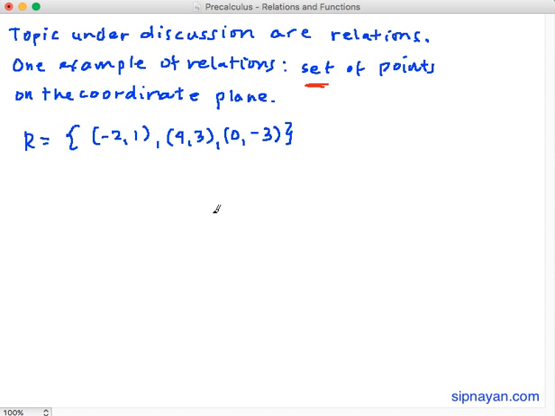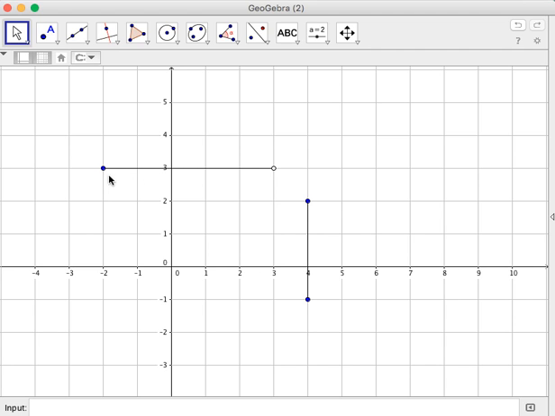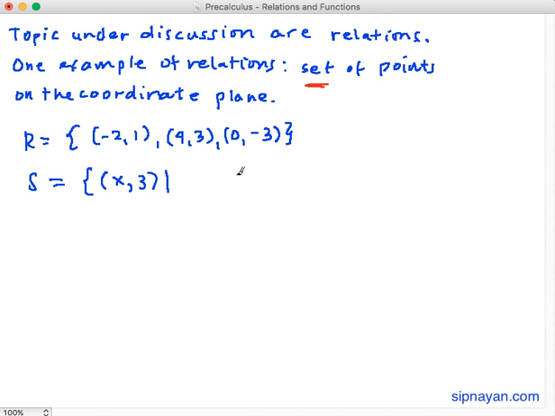Pwede natin siyang isusulat. For example, we name it as S. Ano ang constant niya? Y, di ba? So, ang x niya nagba-vary, ang y niya ay 3, such that, no? Remember the set builder method? I-review niyo yung set notation natin, ano? Ano ang restriction ng x? From negative 2 to 3. x is between negative 2 and 3. Naalala niyo yung notation na to?